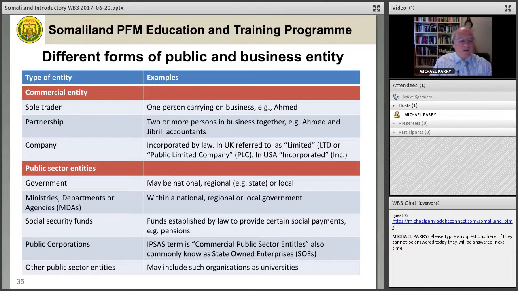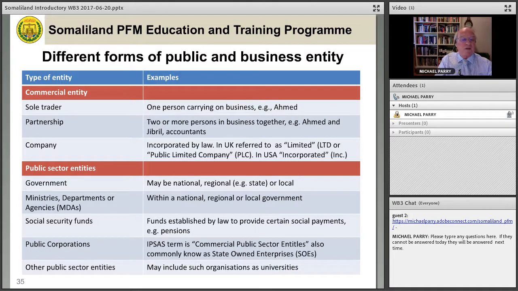The fourth category is public corporations. The terminology here is very confusing. Public corporations is the term used by the UN and the IMF to describe business organizations that are controlled and owned by government. The IPSAS, the International Public Sector Accounting Standards, refers to them as commercial public sector entities. Most governments tend to talk about them as state-owned enterprises. All of those terms mean exactly the same thing. There is no difference between them. They are simply different names for the same thing.